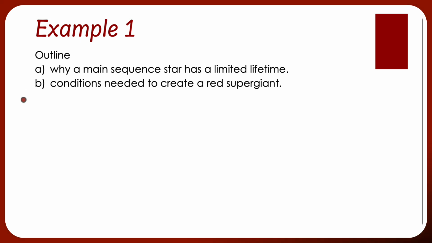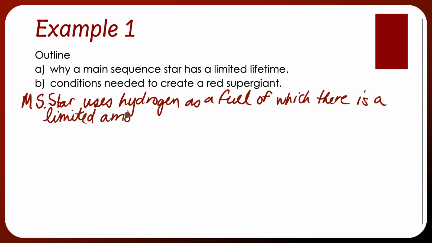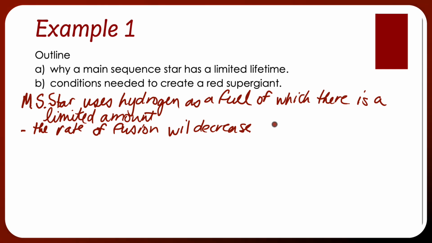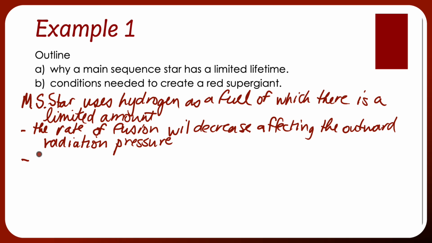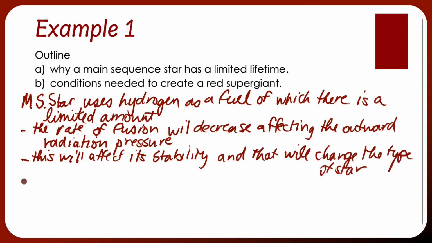Well, let's start off with what is it using as a fuel. A main sequence star uses hydrogen as a fuel, of which there's a limited amount. As it's used up, the rate of fusion will decrease, and that affects the outward radiation pressure. This is going to affect its stability, and that will change the type of star. Sorry, my handwriting is very awful today.